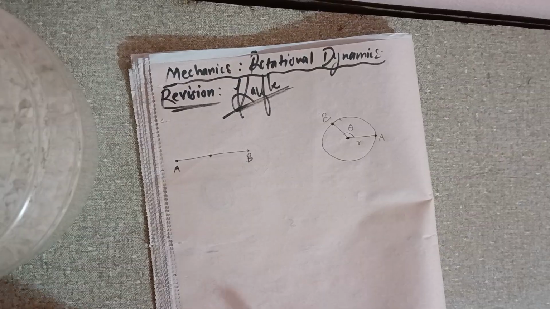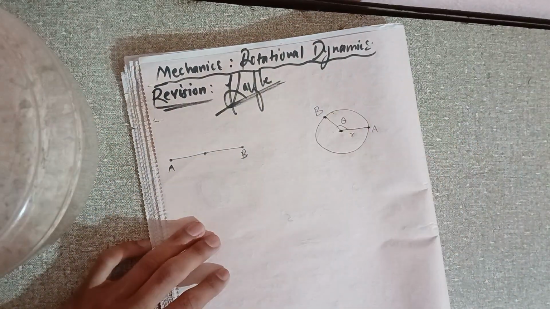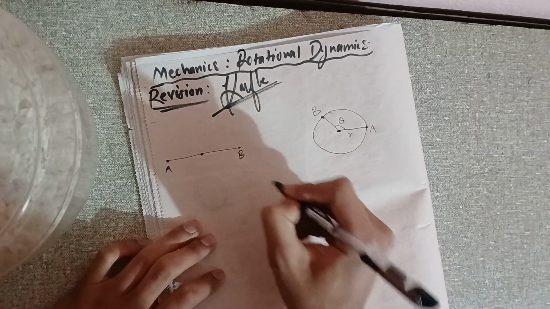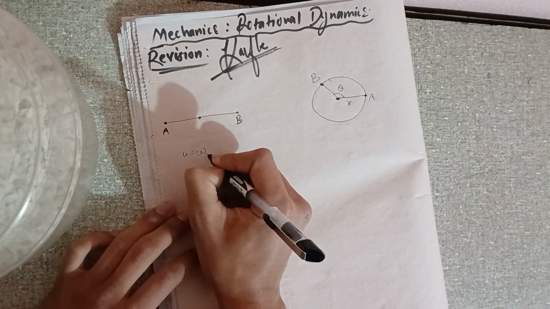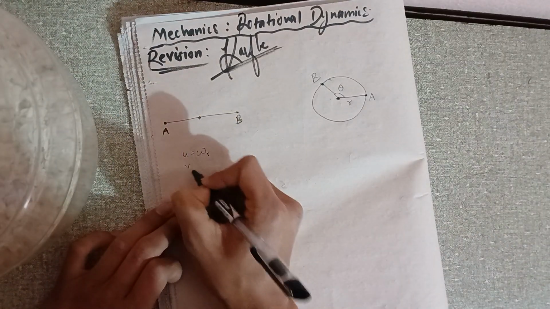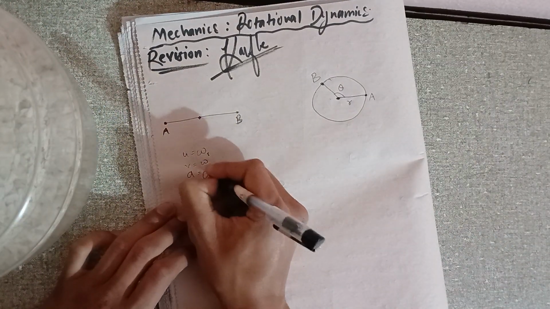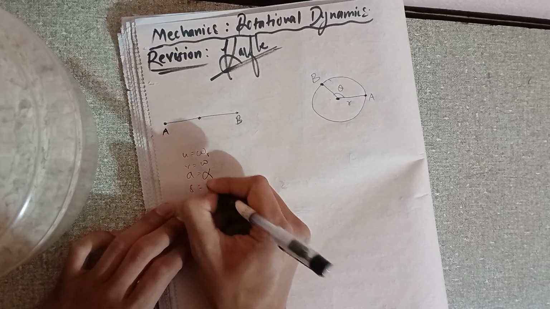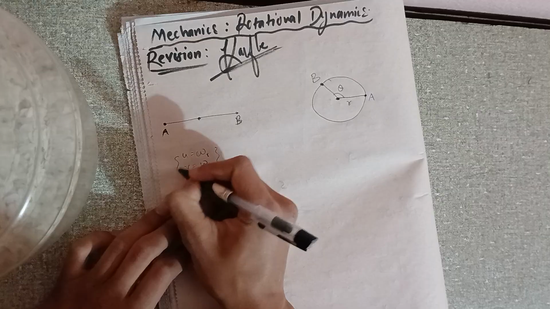Similarly, other terms such as acceleration are given by alpha. Let me just write it down here. u is omega naught, the initial velocity. v is omega, the final velocity. Acceleration is alpha. Displacement is theta. And I think that much should do it.